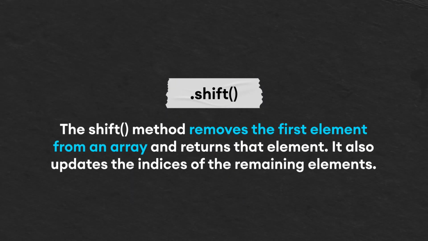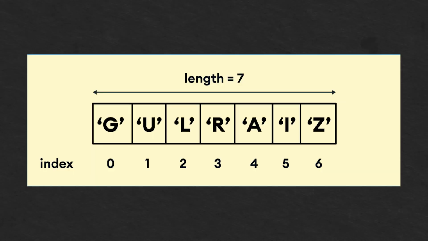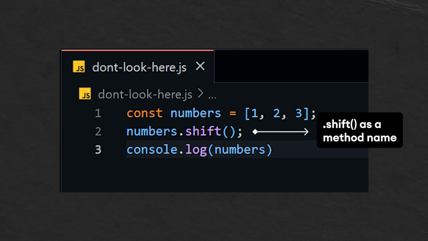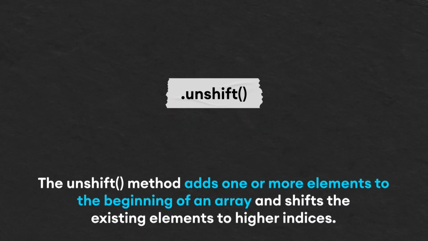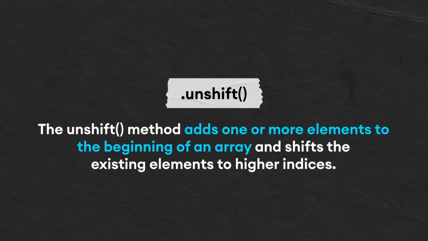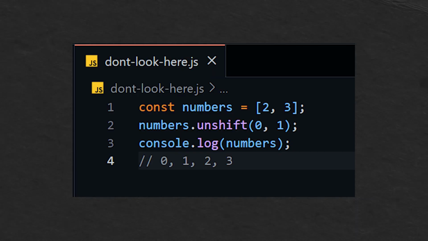Shift removes the first element of an array and also updates the indices of the elements. By indices, I mean the position of each element in the array. The example of this would be the same as the previous one, with just a difference of method name in the syntax. Next one is unshift. It is basically the reverse of shift that we have seen previously. In the example, we have added 0 and 1 to the main array, which is 2 and 3, and it logs out 0, 1, 2, 3.